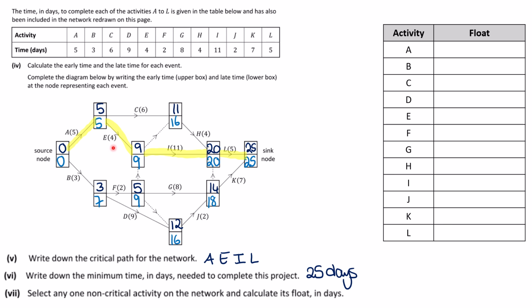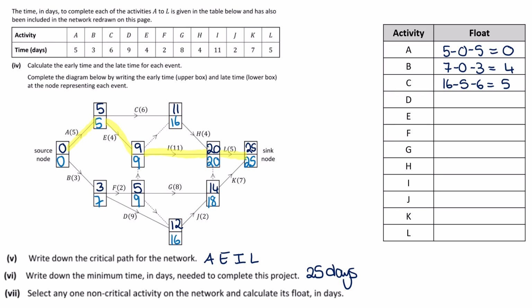The calculation for float is the latest finishing time minus the earliest start time minus duration. So just be careful not to assume it's just these two numbers taken away. There is more to float than that. So this is 5 minus 0 minus 5, which gives a float of 0, and that's why it's critical. B is 7 minus 0 minus 3, which gives a float of 4. C is, where is C? C is 16 minus 5 minus 6, which gives us a float of 5.